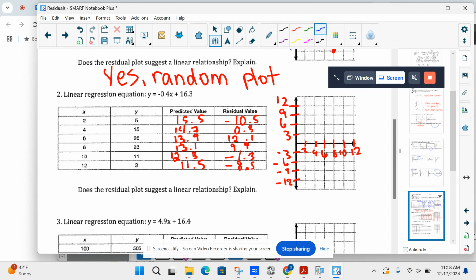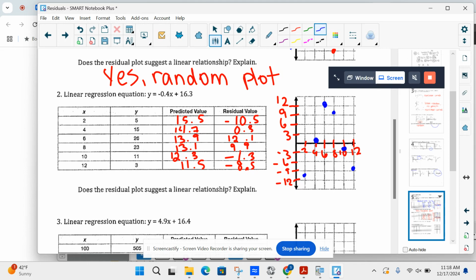All right, and then I will plot the residuals in blue. So the residual at 2 is negative 10.5. So at 2, we're going to put a point at negative 10.5, which is right in between negative 9 and negative 12. And then the residual at 4 is 0.3. The residual at 6 we got 12.1. The residual at 8 is 9.9. The residual at 10 is negative 1.3. And the residual at 12 is negative 8.5.